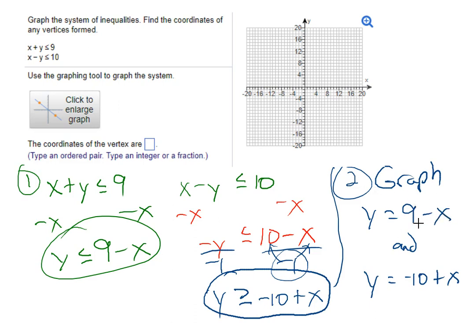So again, we'll start with the y-intercept, which is 9 for this first one. Now here we are going by ones, right? This is 1, 2, 3, 4. So 9 would be just above 8, which would be right here.